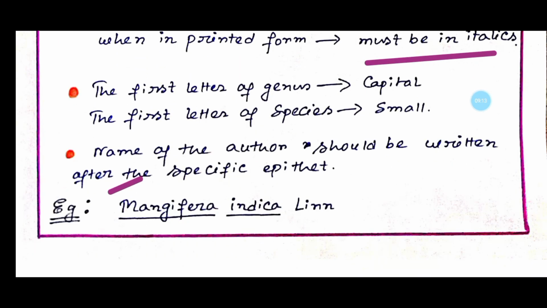And what is the last rule? The last rule is that the name of the author should be written after the specific epithet. See here, Lin is the abbreviated form of Linnaeus. Linnaeus is the author who first described the living organism, that is mango, or who first gave the scientific name. The name Mangifera indica was first given by the author Linnaeus. That's why his name is written in abbreviated form after the species name, after indica. I hope it is clear. These are some rules of binomial nomenclature.